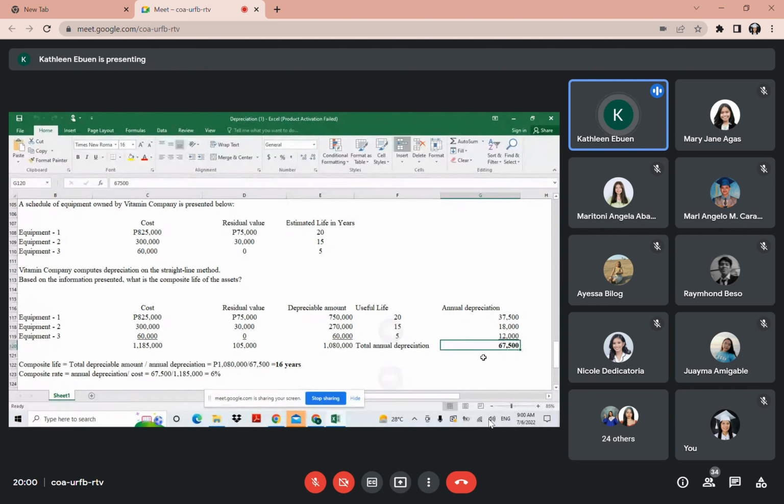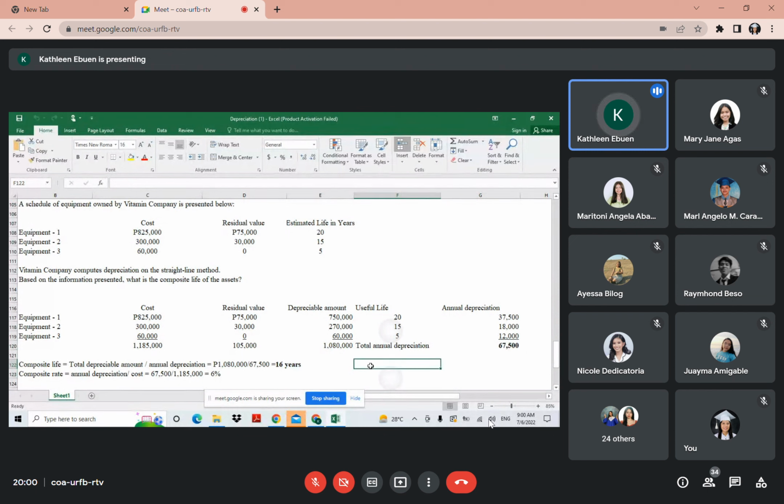Okay. So, pag tinanong sa inyo sa problem, how much is the annual depreciation? The answer is 67,500. So i-apply nyo lang din yung straight line method sa mga group of assets. So, compute for the composite life. So, depreciable amount over the annual depreciation, you'll get 16 years.